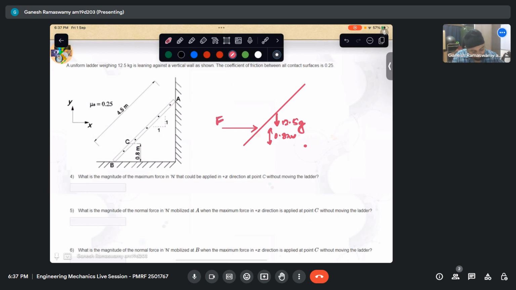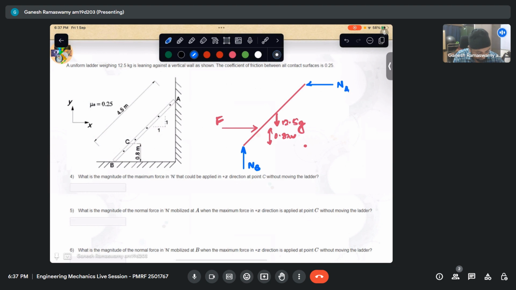So essentially, we should be practicing drawing only free body diagrams. The rest is just straightforward algebra, which we have been doing till now. So the focus would be more on drawing the free body diagram. Okay, so now here I have a normal force, call it NB, and then here I have another normal force, call it NA.